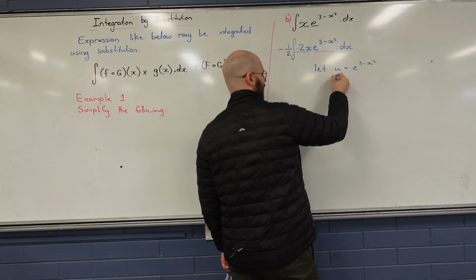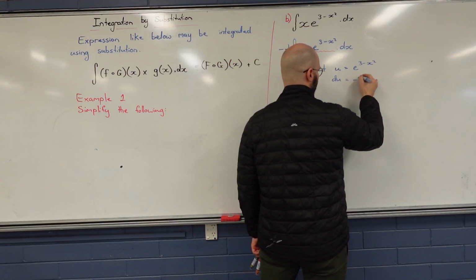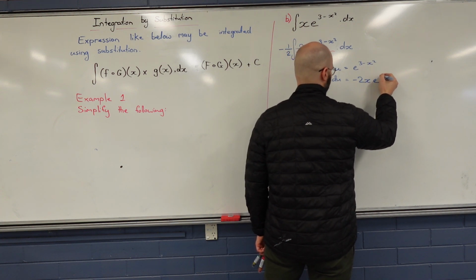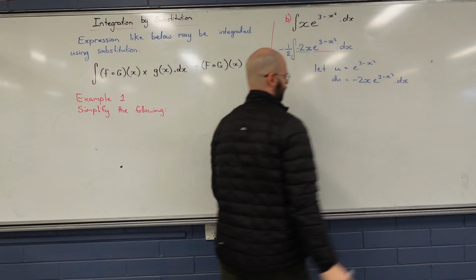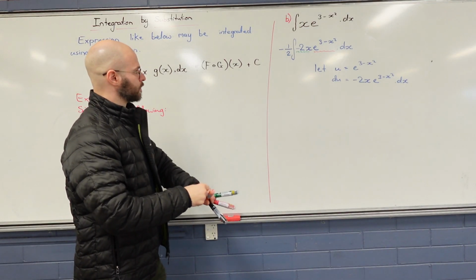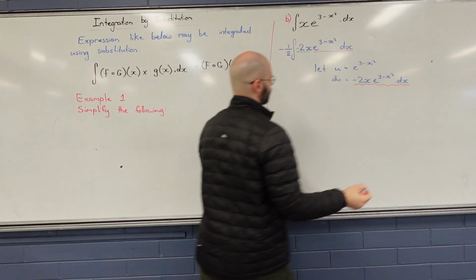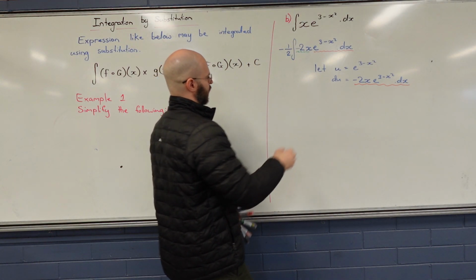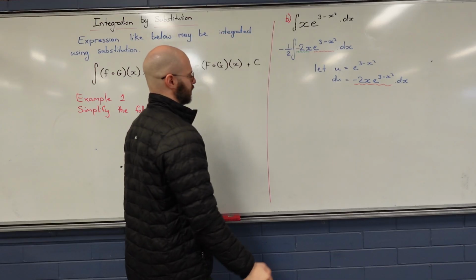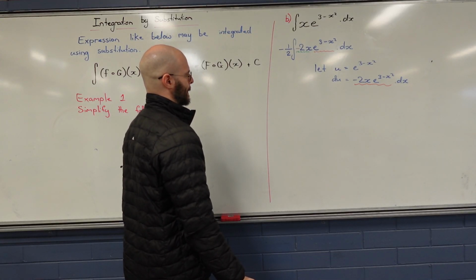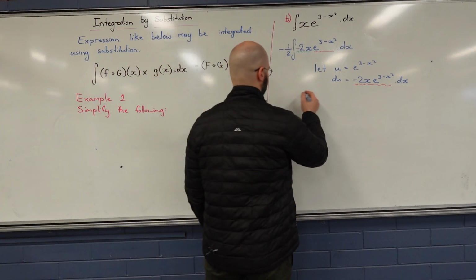So, boom, take the derivative. Rather than saying du over dx, we just say du is minus 2x times e to the 3 take x squared dx. All of a sudden we've got something convenient.